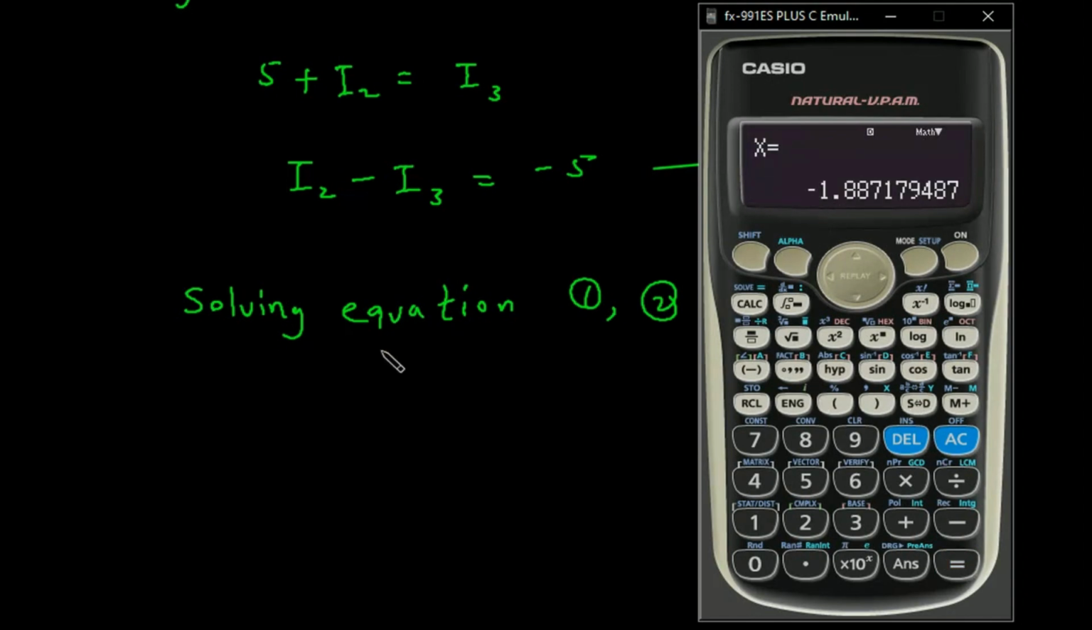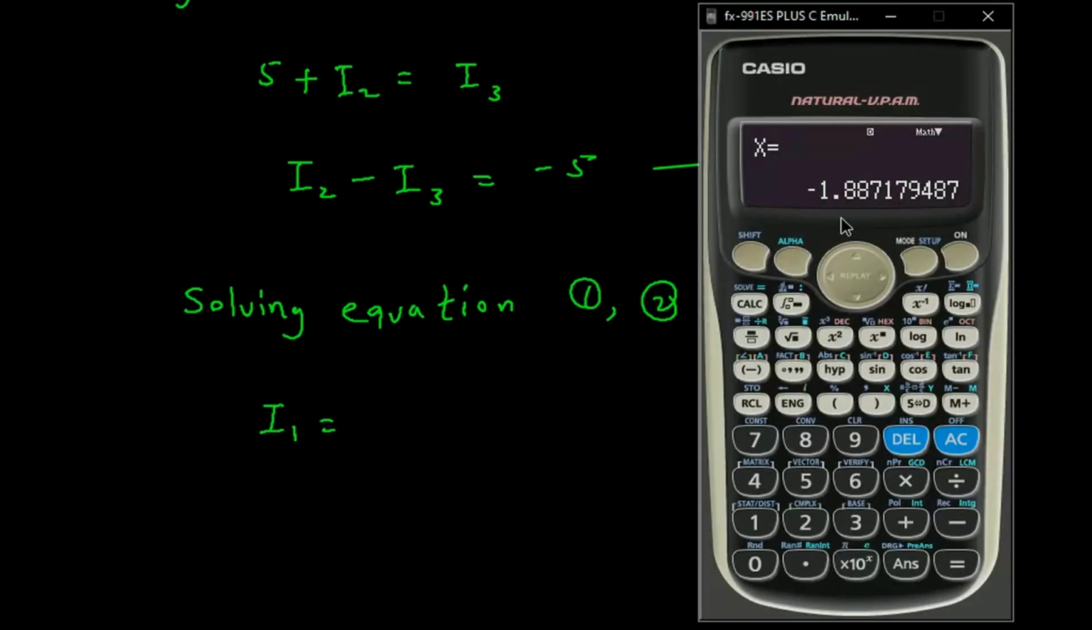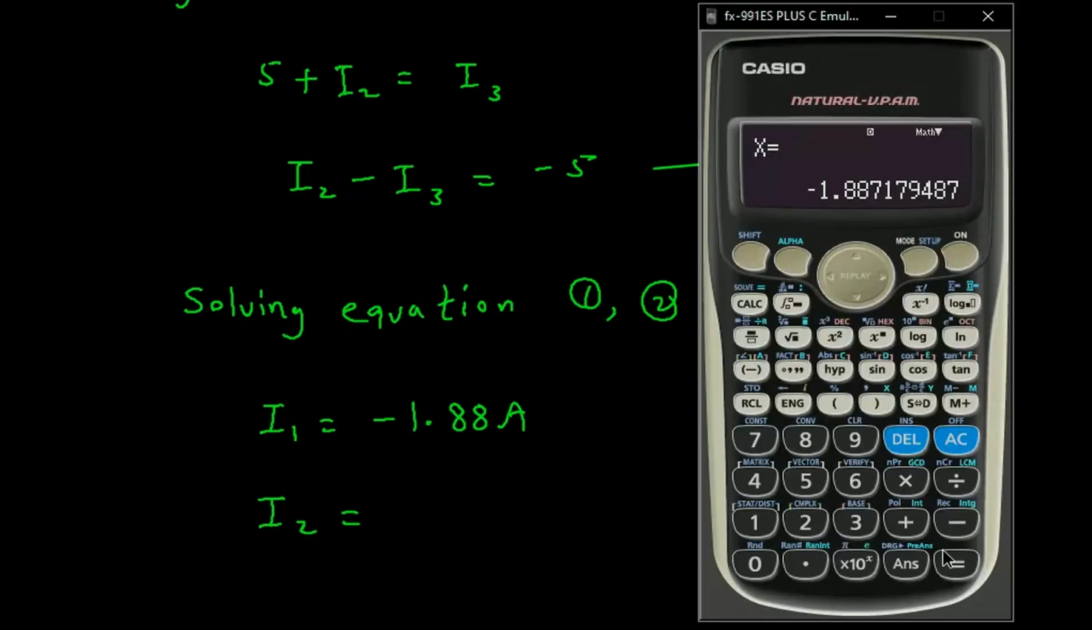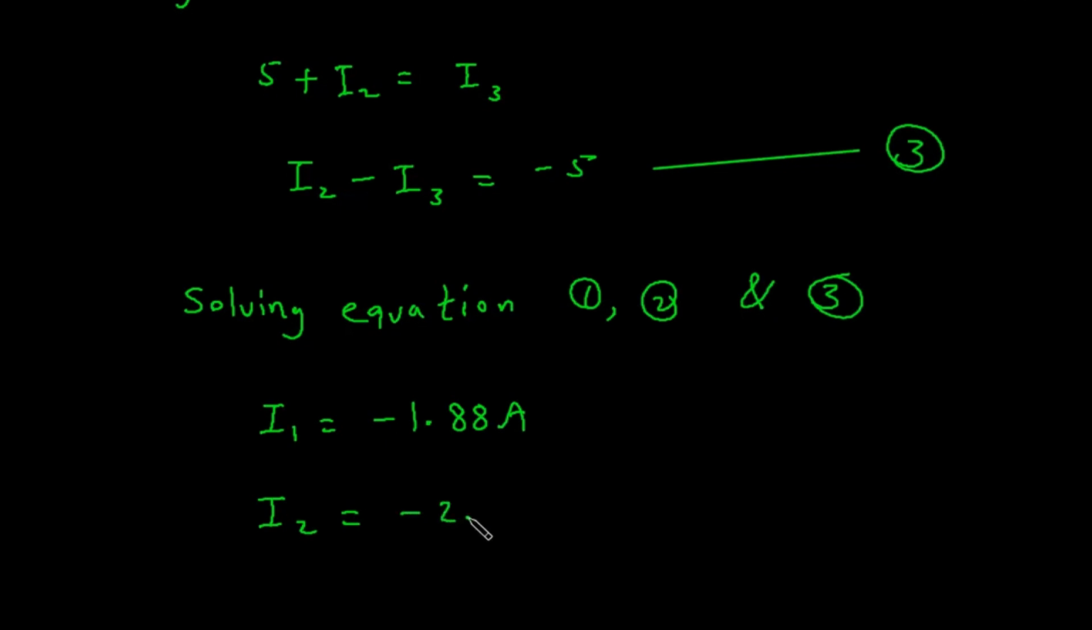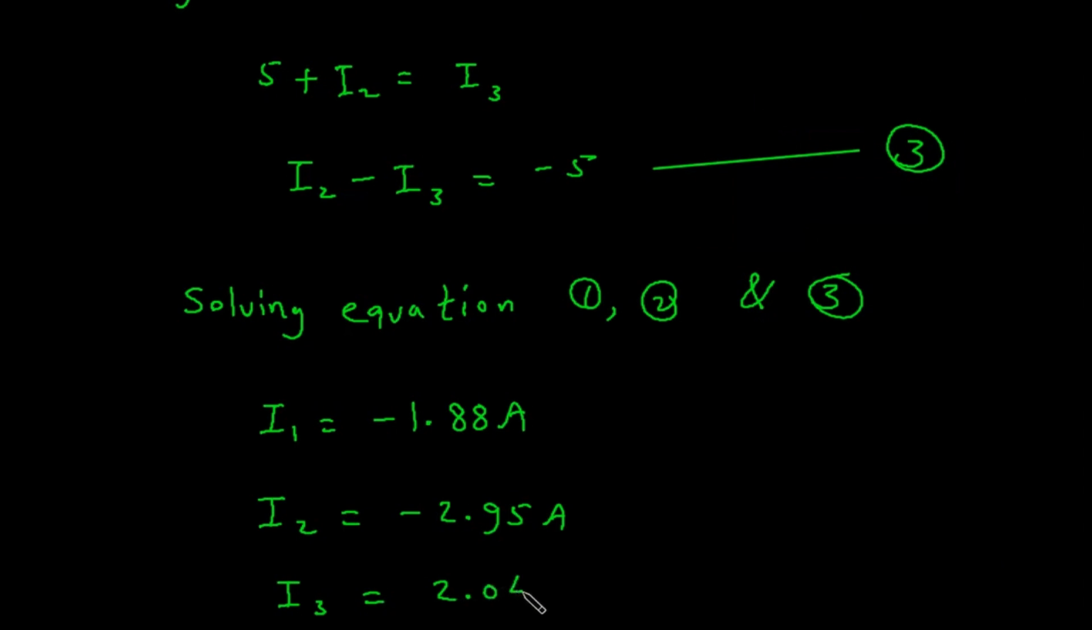So I1 is equal to minus 1.88 ampere. I2 is equal to minus 2.95 ampere, and I3 is equal to 2.04 ampere.